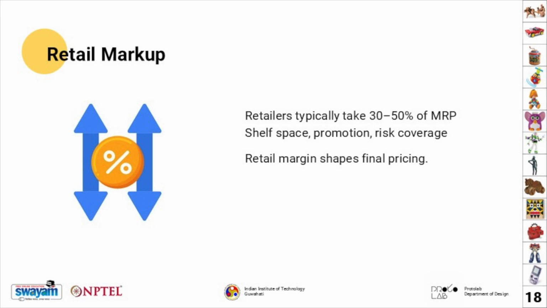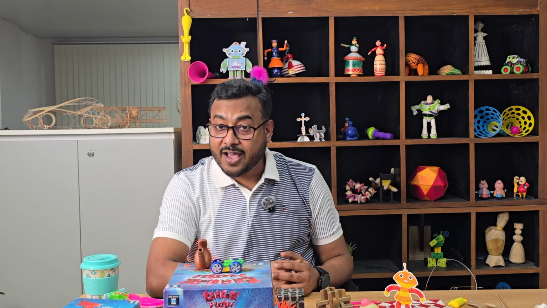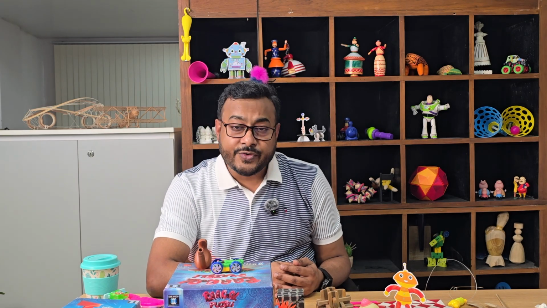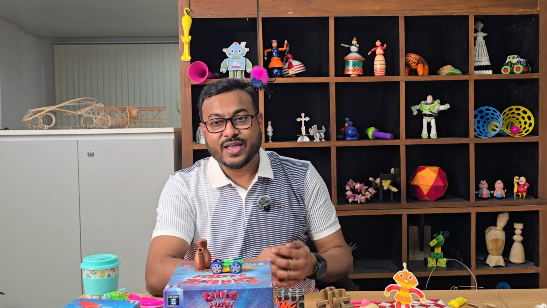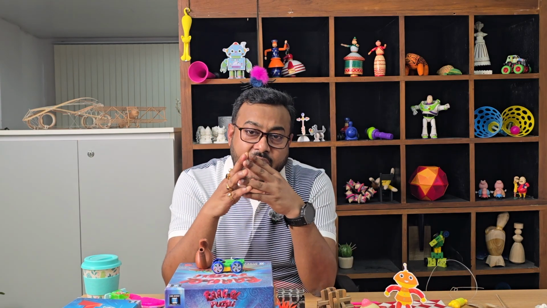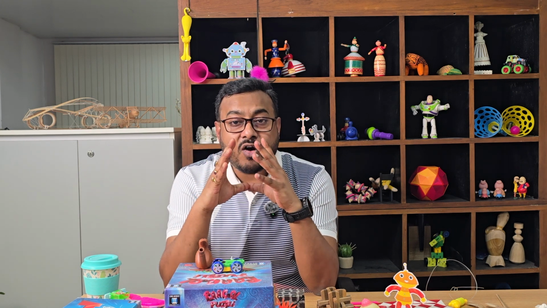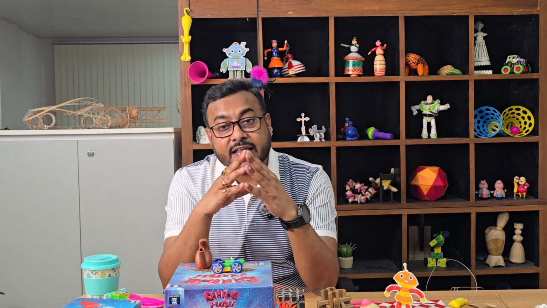Large retail chains often negotiate aggressively. They may demand promotional discounts, seasonal markdown participation, or exclusive packaging versions. All of these influence cost planning. For designers, this means you cannot design based on MRP. Retail markup directly influences your design feasibility. You must design based on the ex-factory price, the amount the manufacturer receives after distributor and retail margins are removed.